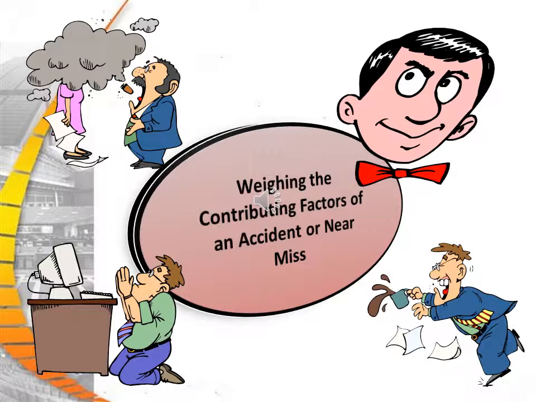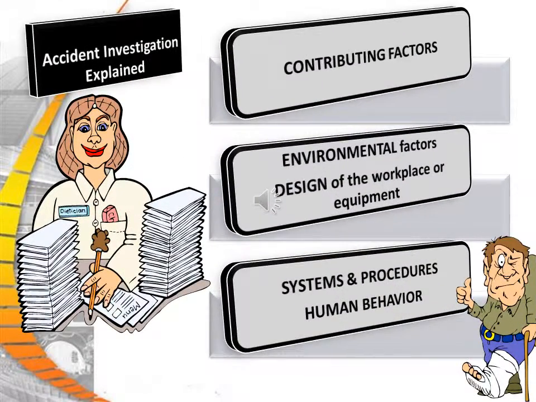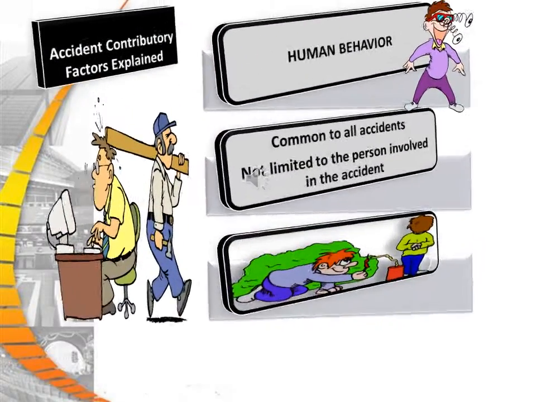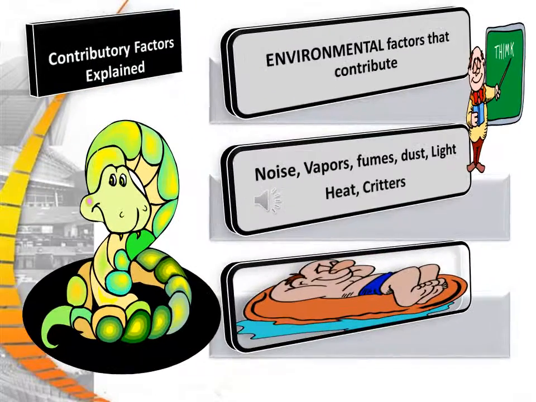Weighing the contributory factors of an accident or near miss. As we have stated before, contributory factors can be environmental factors, the design of the workplace, systems and procedures, and human behavior. Human behavior, of course, is common to all accidents and not limited to the person involved in the accident. Environmental factors, as we've already stated, would be noise, vapors, fumes, dust, light, heat, and critters or insects.